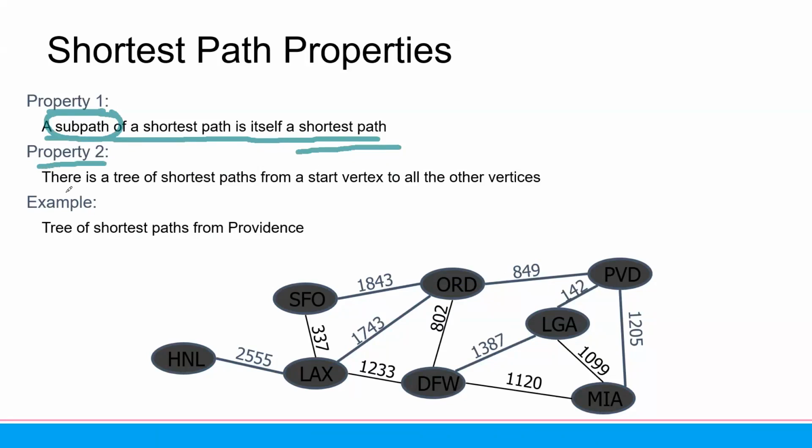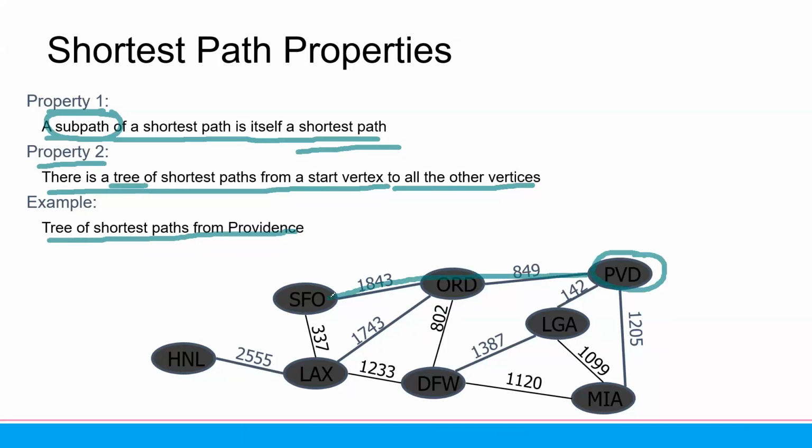Property two: there is a tree of shortest paths from a start vertex to all other vertices. We call it a tree. For example, if there is a tree of shortest paths from Providence, and we want the shortest path to San Francisco, then there will be a tree from Providence to San Francisco.